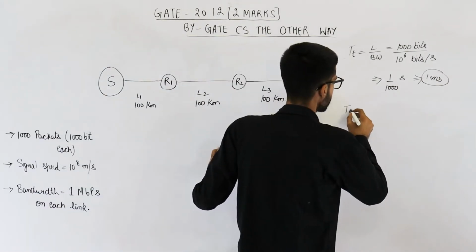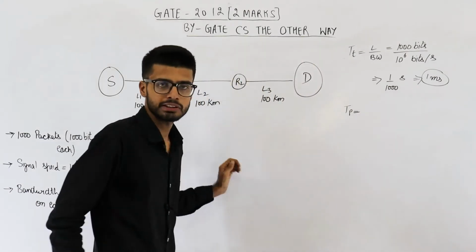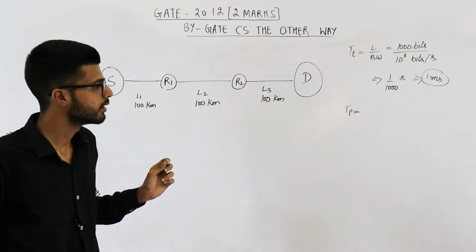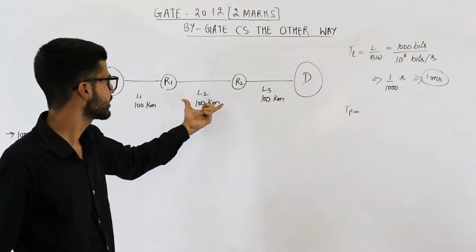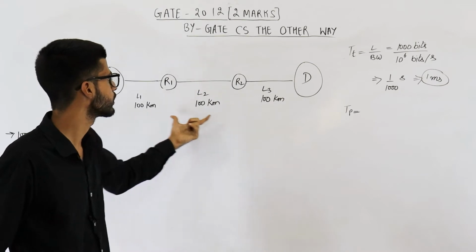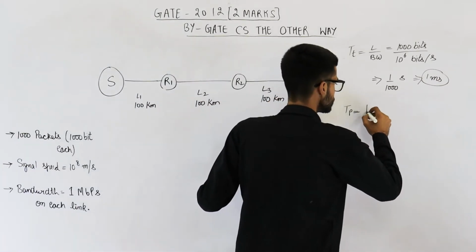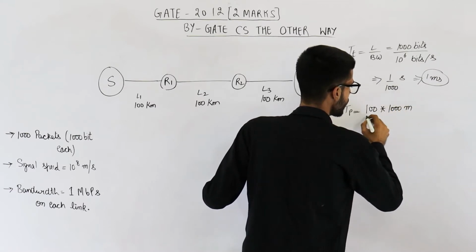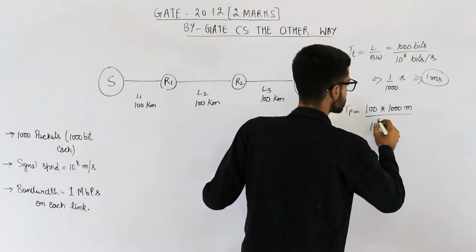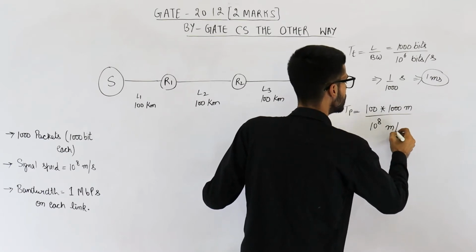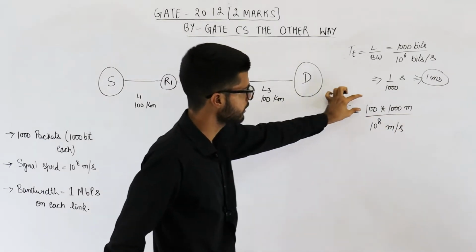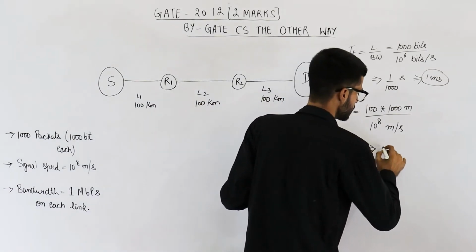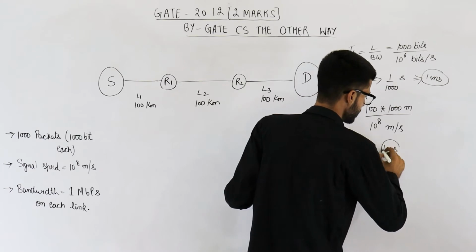Now let us find out propagation time. Propagation time or propagation delay is defined as the distance between the two nodes divided by signal speed. So the distance between any two nodes is 100 kilometers. I am converting kilometers into meters because the signal speed is given in meters. So the signal speed is 10 raised to the power 8 meter per second. So this is 10 raised to the power 5 divided by 10 raised to the power 8. It will also be 1 divided by 1000, which is 1 millisecond.